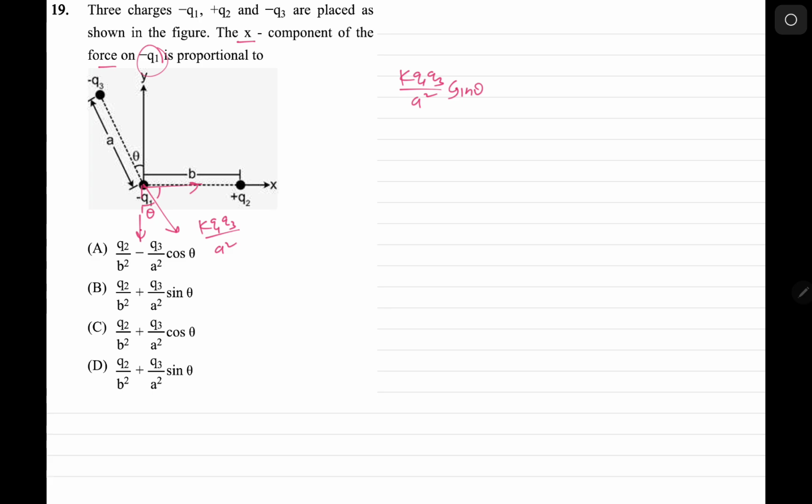And that's the attraction between these two, which is again in the direction of x, so we can write directly K Q2 Q1 by B square. Proportionality-wise, K is constant, Q1 we can take common, so Q3 by A square sin theta plus Q2 by B square. So that is option B, correct. Let's move to the next question.